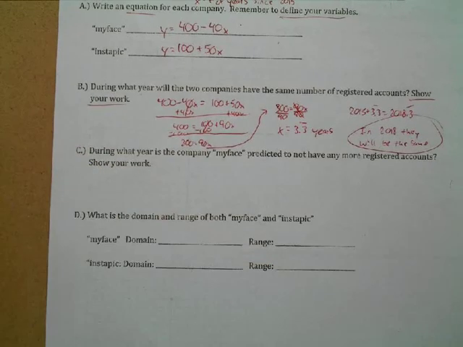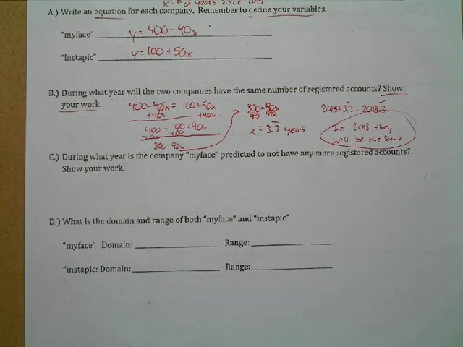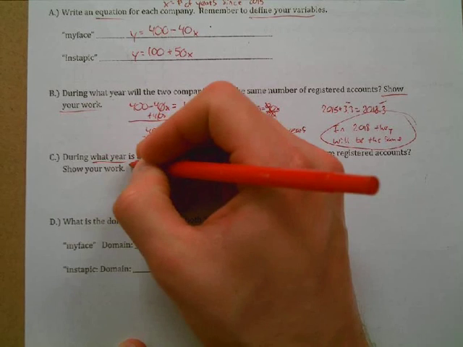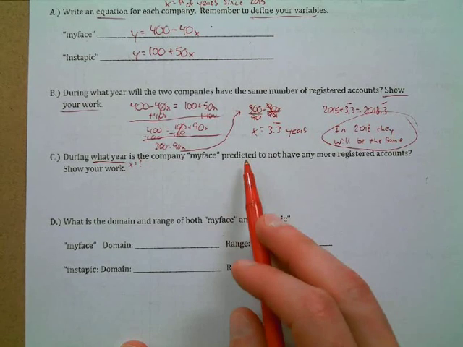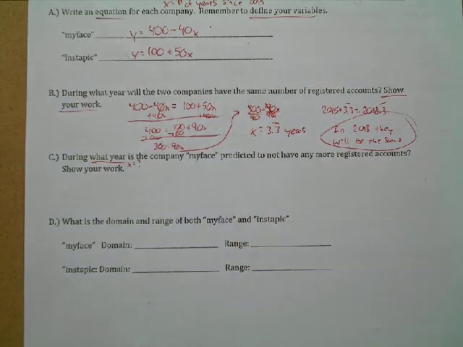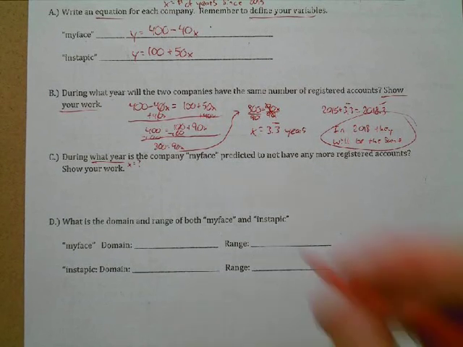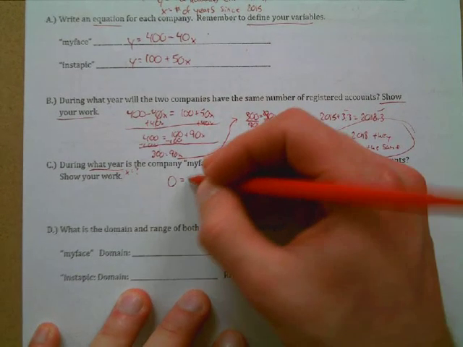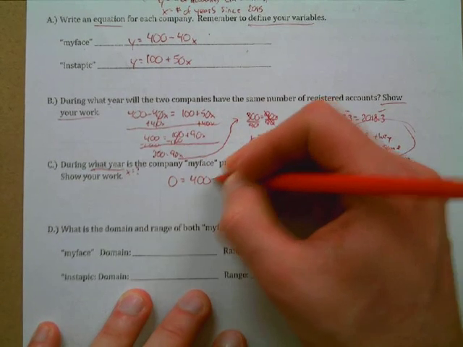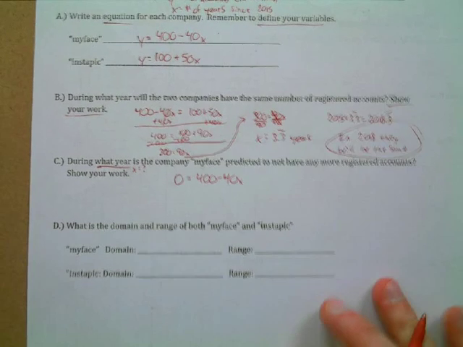During what year is the company MyFace predicted to not have any more registered accounts? Show your work. Okay, so how can we show that? During what year? So that means we're solving for x. So what year? That means x equals what? Is the company MyFace predicted to not have any more registered accounts? So that means how many accounts will they have? If they have none, that means they have how many? What number? 0. Yeah, 0. So MyFace will just say equals 0. So we'll say 0 equals 400 minus 40x. Okay? And then we just solve this.